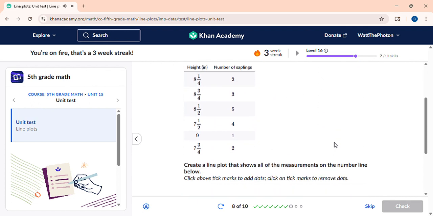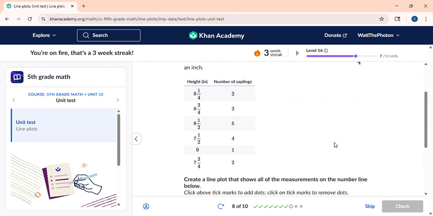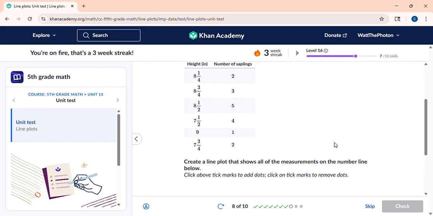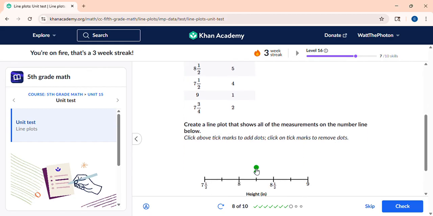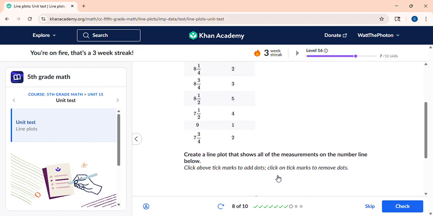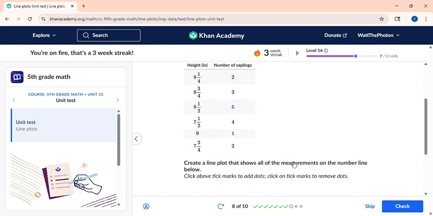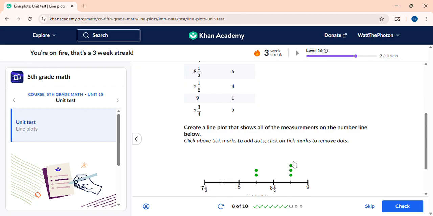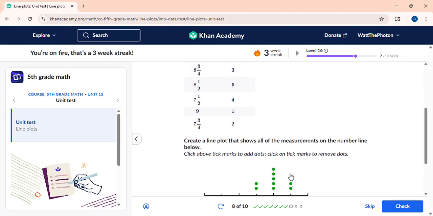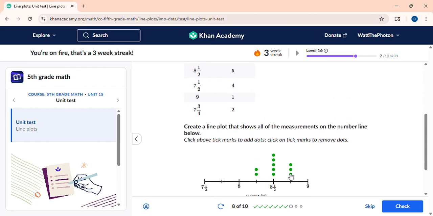They're all rounded to the nearest quarter of an inch. So that's 8 1/4. 8 3/4. 8 1/2, 7 1/2, 9, 7 3/4.